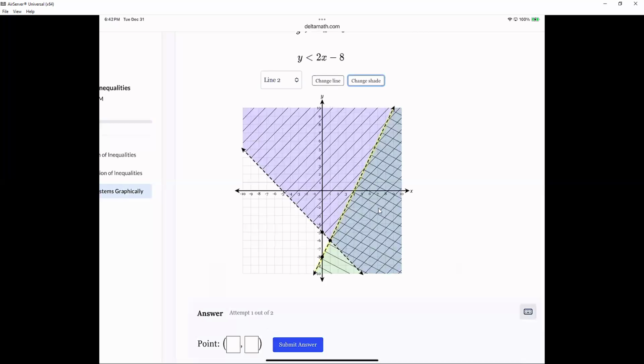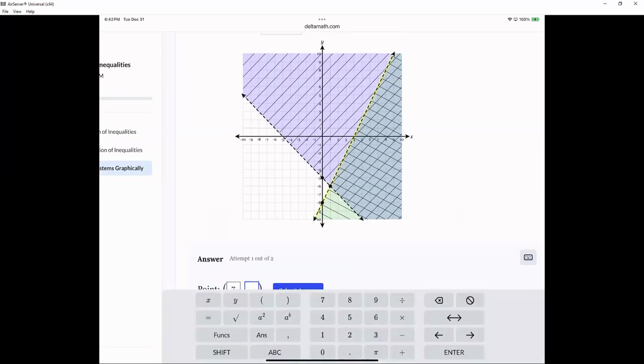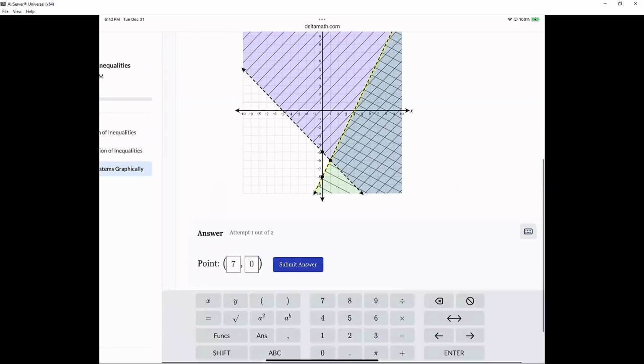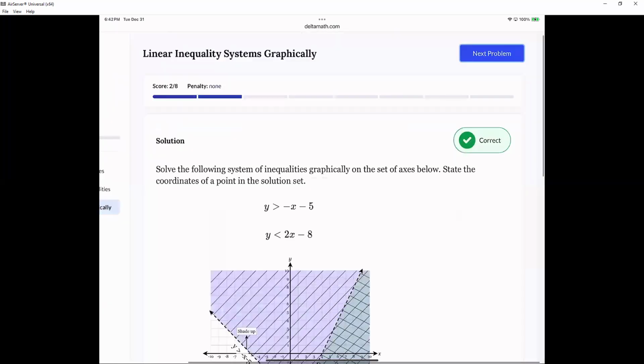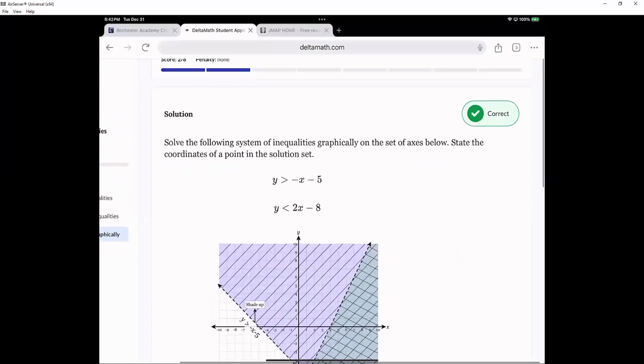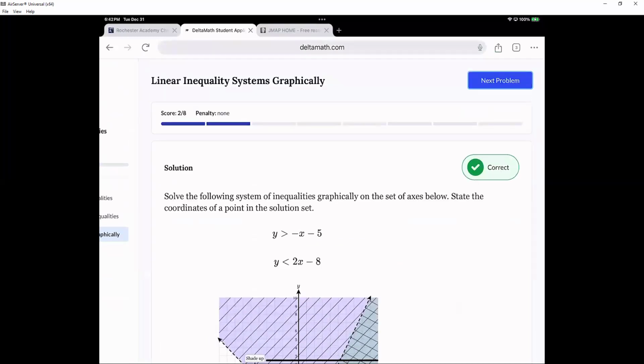All right, so I just need a point. I'm going to choose 7, 0. I put in 7 and then 0, and I submit it, and see what it says. It says, okay, you did a nice job. So that's all you're doing. Now, you can always use the calculator for these, always. So don't miss these questions by making a careless mistake.